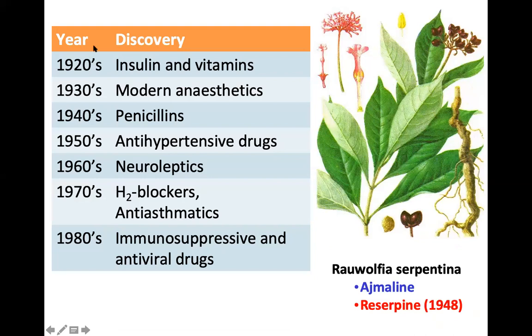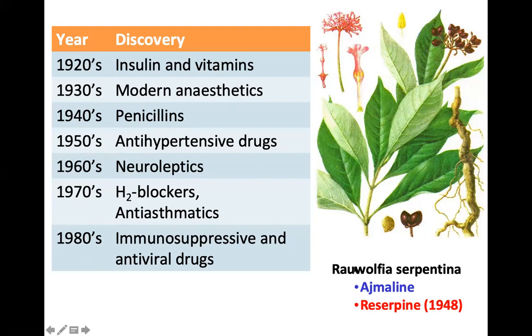So if we talk about drug discovery, from the 1920s it was insulin and the vitamins which were discovered. In the 30s, modern anesthetics were discovered. In the 1940s, it was penicillins, and in the 1950s antihypertensive drugs. In the 1960s, neuroleptics came into existence, in the 1970s proton pump inhibitors and antihistaminics, and by the 1980s, immunosuppressives and antiviral drugs came into existence.